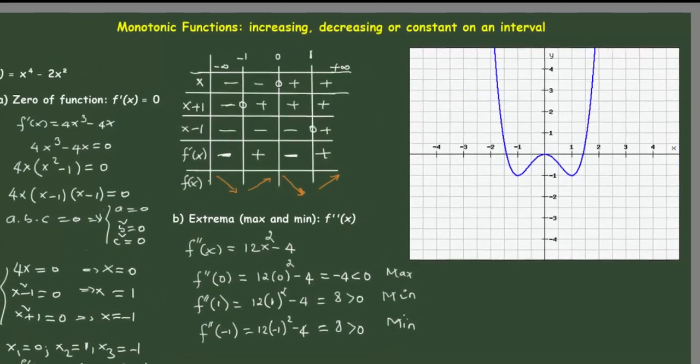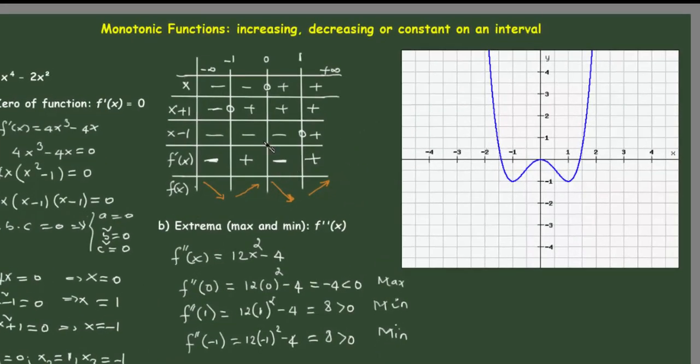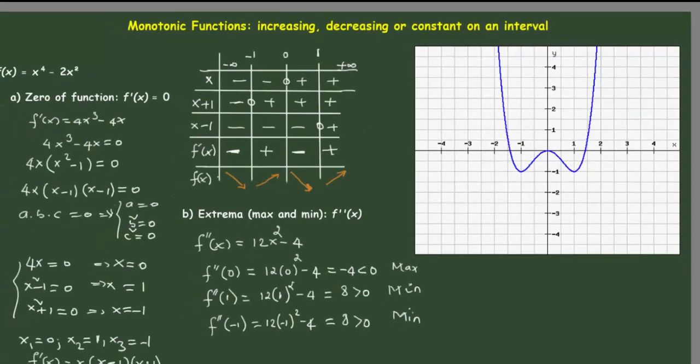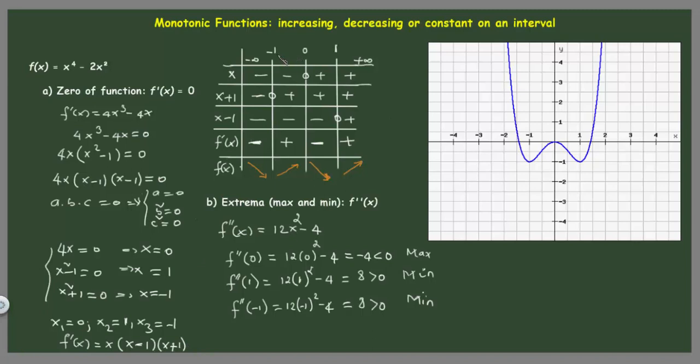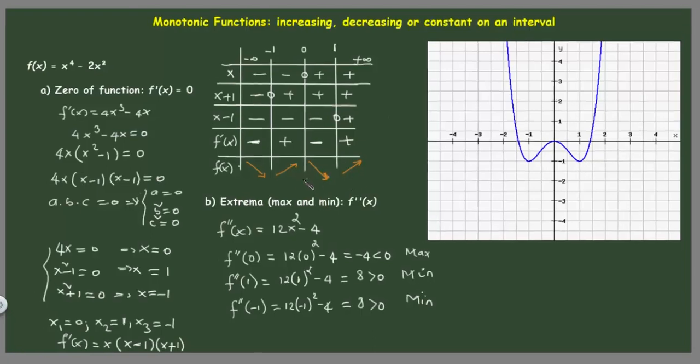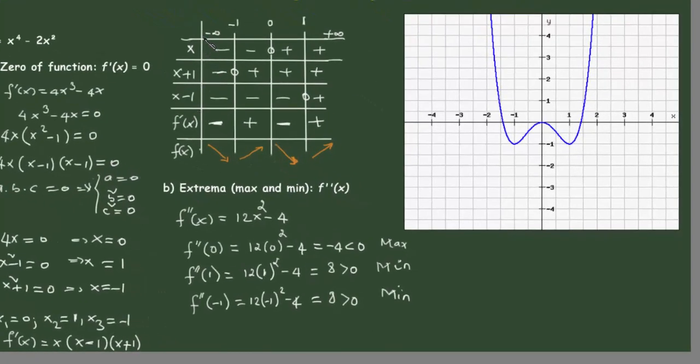This is how the graph of our function looks. We said that the zeros of the function are minus 1, 0, and 1. We have here minus 1, 0, and 1. And we said that in the interval from minus infinity to minus 1 the function was decreasing. This is what we got here. In the interval from minus 1 to 0, the function is increasing, from 0 to 1 it is decreasing again, and from 1 to plus infinity it is increasing.